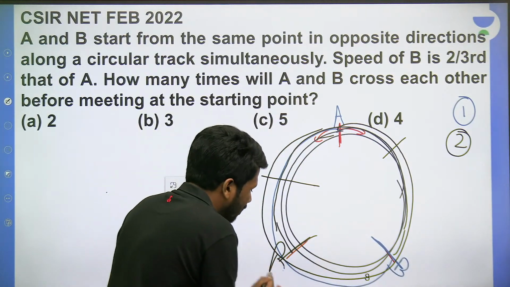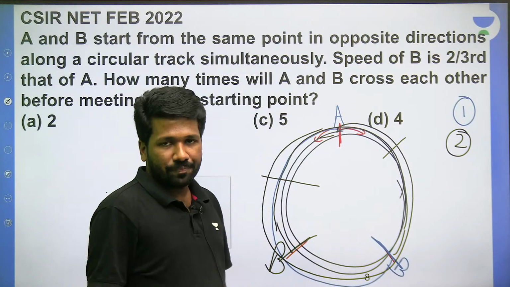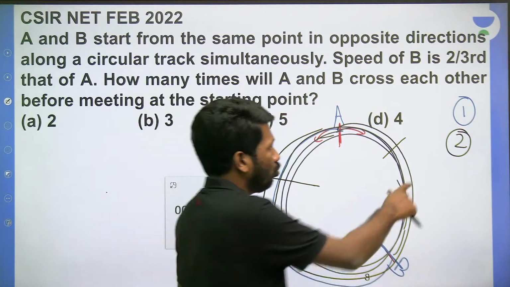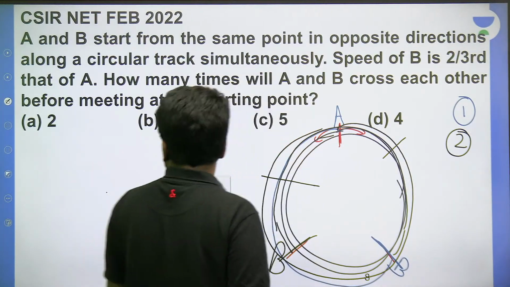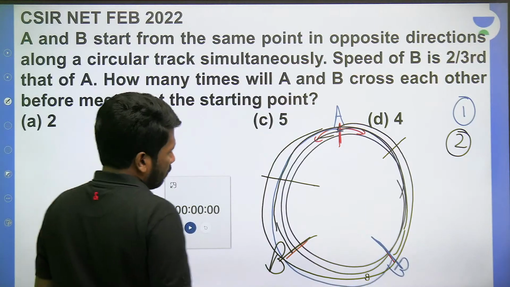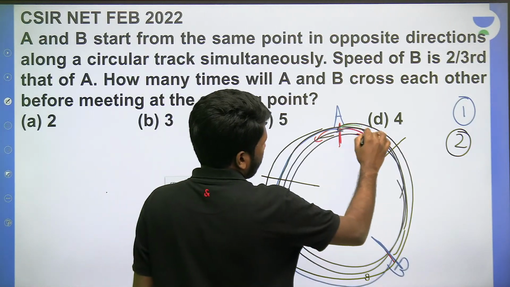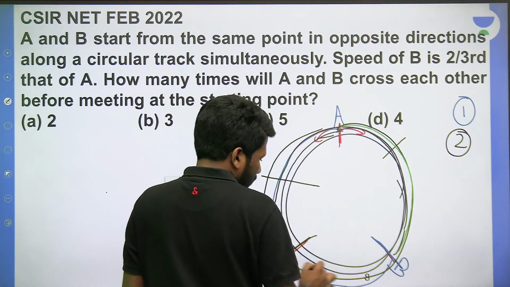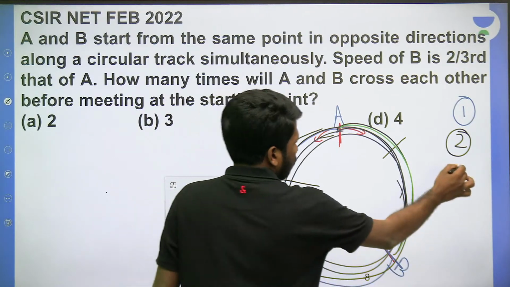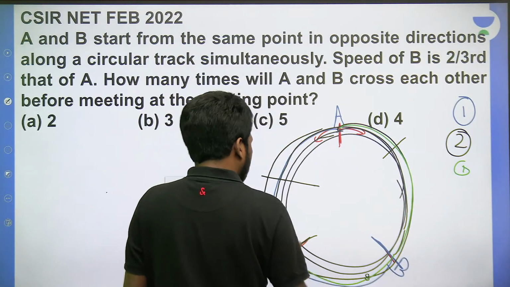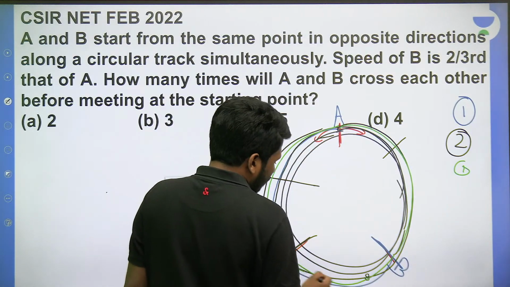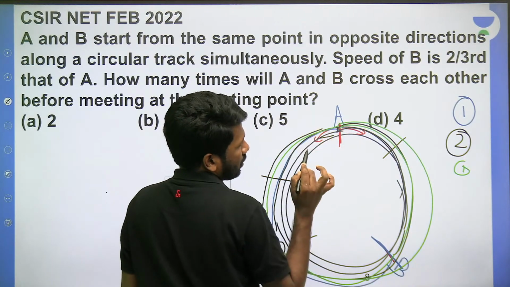And B finally will reach here after the second round of A. So 2 more times they have met. Now in the third round, A will travel from here to here to here. Somewhere in between B and A will meet. So one more time. And A will come back here, and B will travel from here to here only.